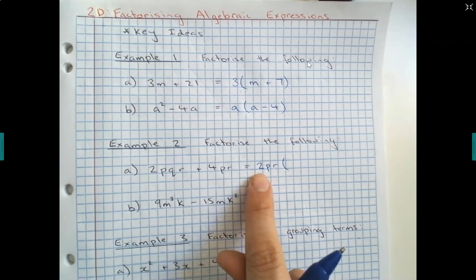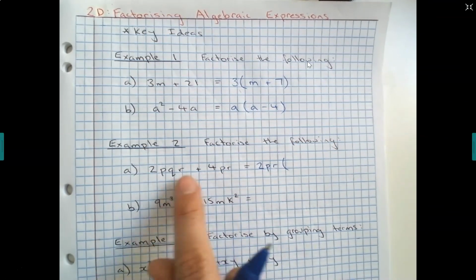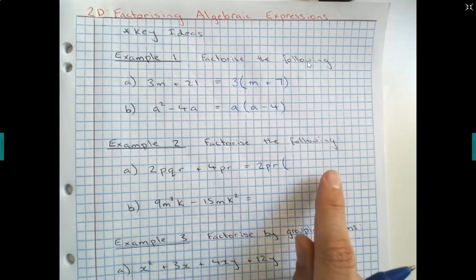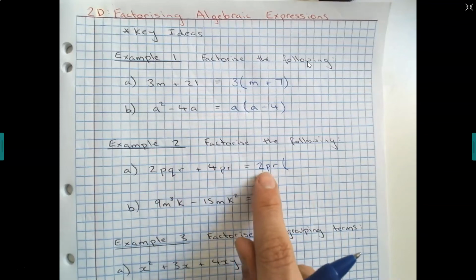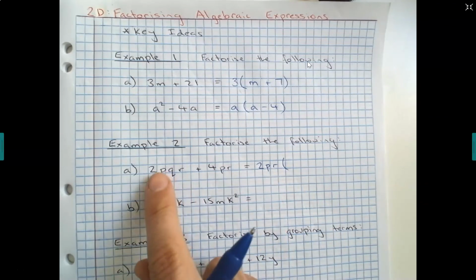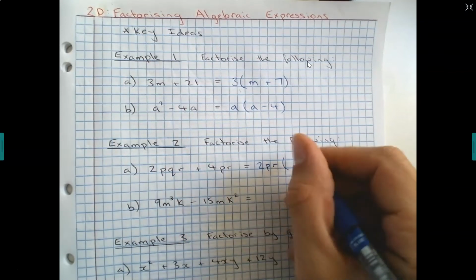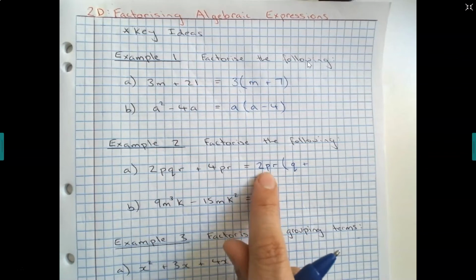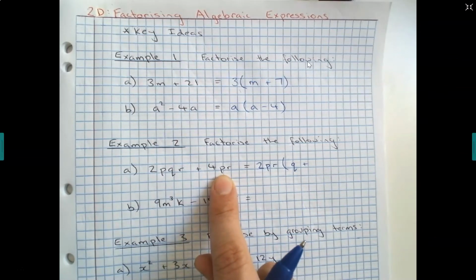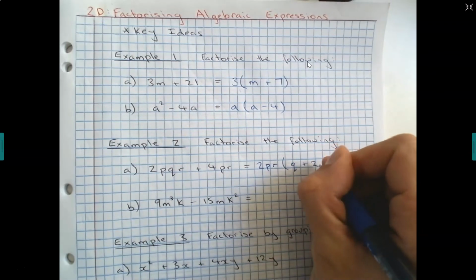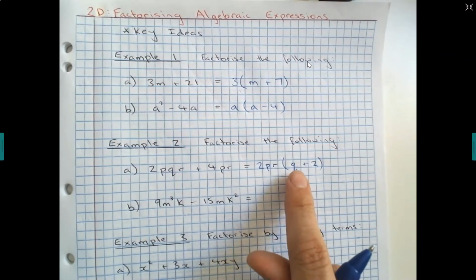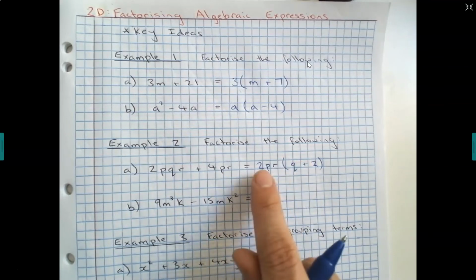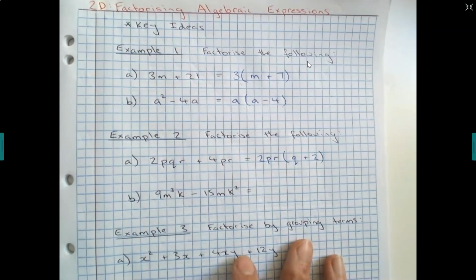Okay, because 2pr is a factor of both of those terms. So if I was to write this in factorized form, what do I need to multiply this term here by to get this? I need to multiply it by q, plus what do I need to multiply 2pr by to get 4pr? I need to multiply it by 2. Okay, so you can see that the q and the 2, if I was to expand this out, we would get our original form.